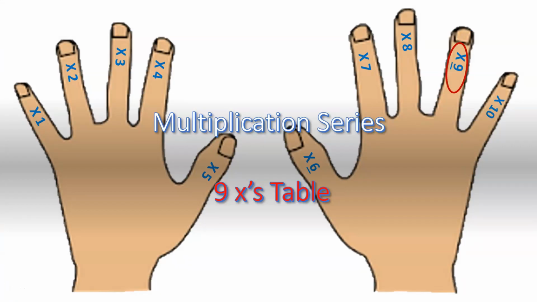All right, you did it. With a little bit of practice, you will master your 9 times table. So whether you use the finger trick or the friendly number strategy, as long as you keep practicing, you will get it.